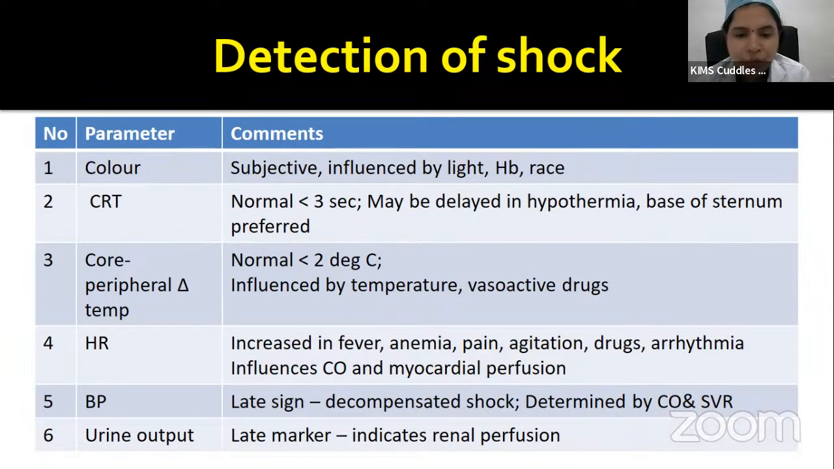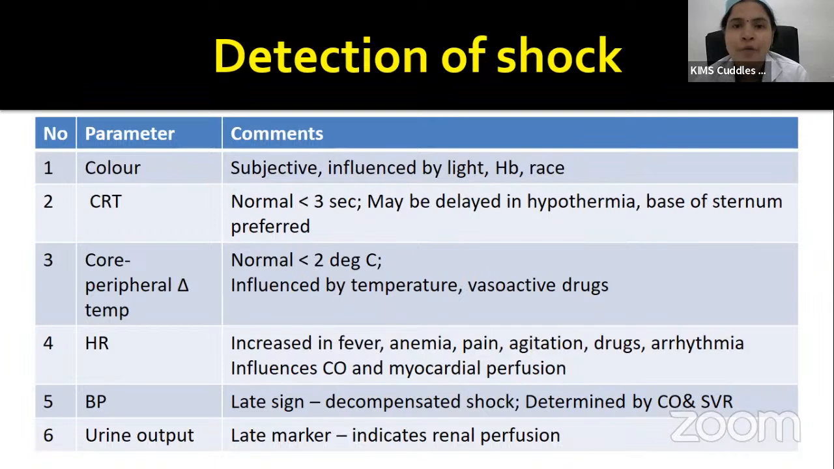Likewise, the core to periphery temperature difference, which should normally be below 2 degrees Celsius, can also be influenced by hypothermia and the use of vasoactive drugs. Heart rate, tachycardia is a good marker of shock, but can also be confounded by other variables like the presence of fever, anemia, excessive agitation, pain, and high temperature, hyperthermia. It may go up with some drugs like aminophylline, arrhythmias, and it influences the cardiac output.